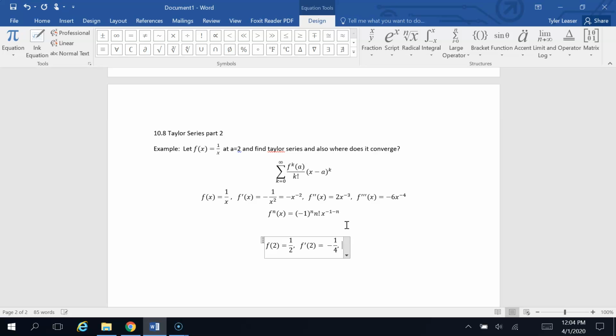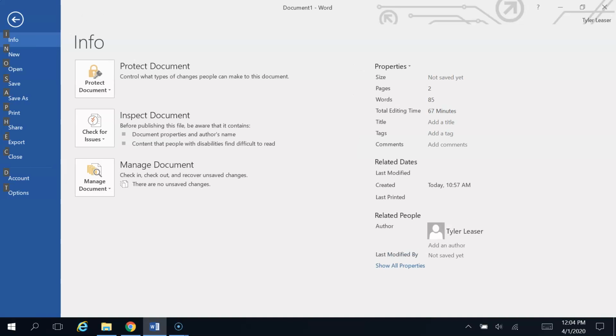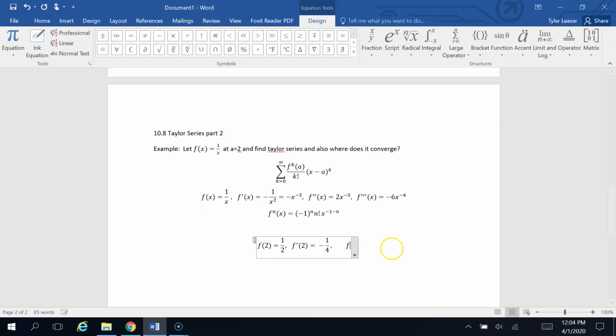Okay, maybe one more, and then we'll do the generic one. So, oh no, sorry about that. If we plug 2 into the second derivative here, we're going to have a 2 on top divided by 2 cubed, which is 8. So this is going to be 1/4 again, it looks like. And then so on and so forth.